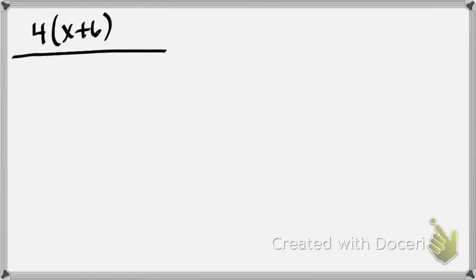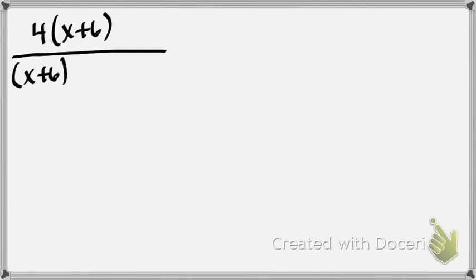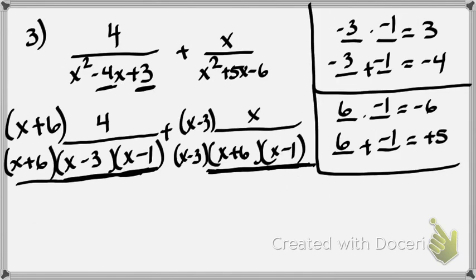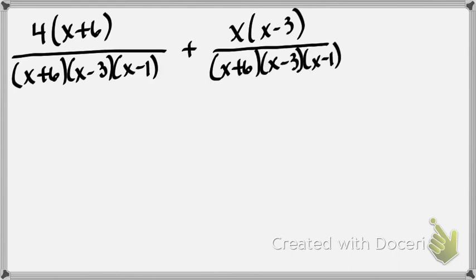So over here we have 4 times x plus 6. And then on the bottom we have x plus 6, x minus 3, x minus 1. Plus, on the right side, we have x and x minus 3, and then all of the same stuff is on the right side as well. And what that allows us to do now is, now that the denominators are the same, I can add the two top stuff together. So it's going to look like this.